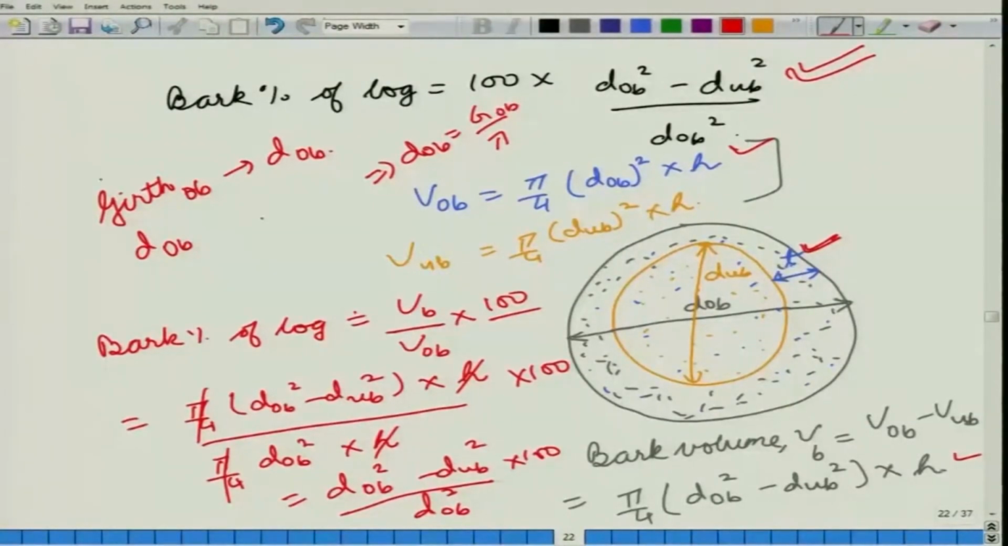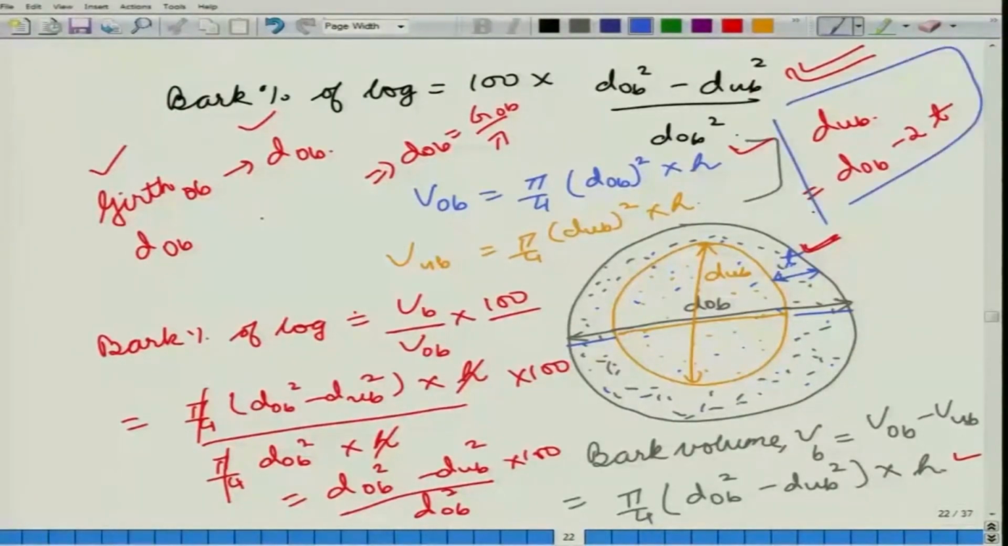So, we can get the girth and we can get the diameter over bark, but we are interested in the diameter under bark. This we can get by subtracting twice the thickness from the diameter over bark, because in this diameter over bark we have the diameter under bark and we have a thickness T here and a thickness T here. So, the diameter under bark plus twice the thickness becomes the diameter over bark. If we wanted diameter under bark, we would get it from this equation. So, now it is easy to measure this, and if we were able to measure this T, we would be able to get the diameter under bark.